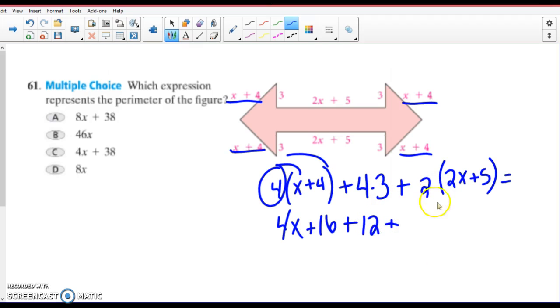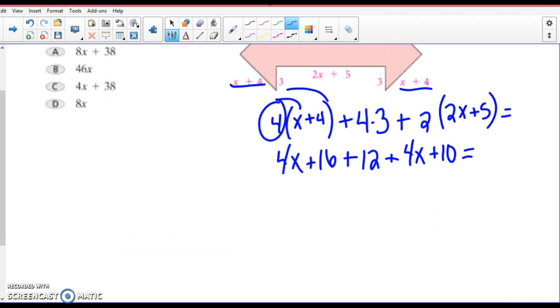Plus, we're going to distribute here. Positive 2 times 2x is positive 4x. I really shouldn't have written that plus until I knew it was positive 4x, but they're all positives. Positive 2 times positive 5 is positive 10. Now, I can combine like terms. 4x plus 4x is 8x. 16 plus 12 plus 10. 28, 38. Same answer. Okay? But I really like doing this thought process there. Just another way to write that problem, as you're adding on both sides. All right. Let me pause this.